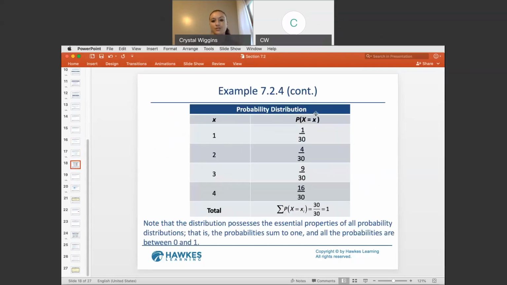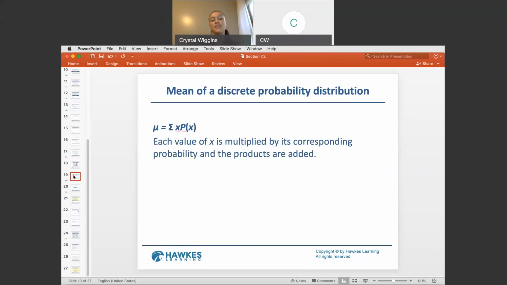And here is the distribution, x being 1, x being 2, x being 3, x being 4. We see that these add to 1, and each one of these probabilities exists between 0 and 1, making it discrete.